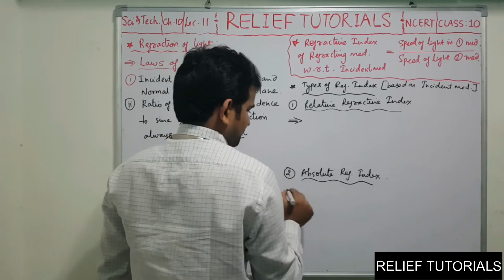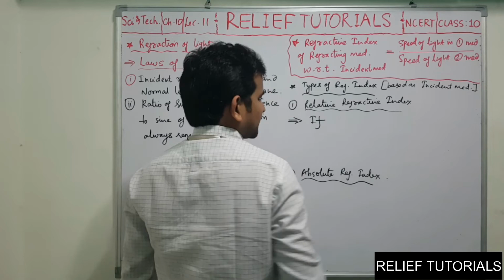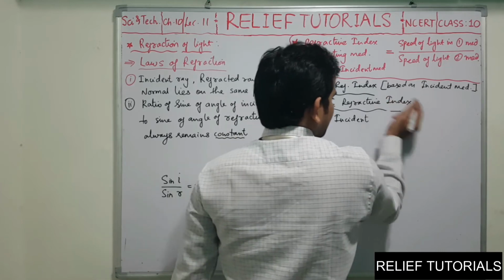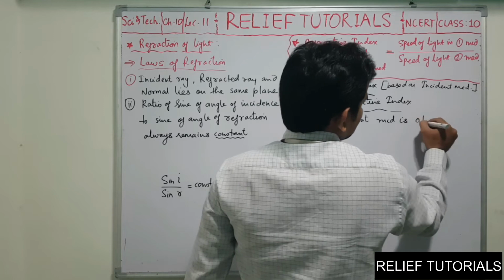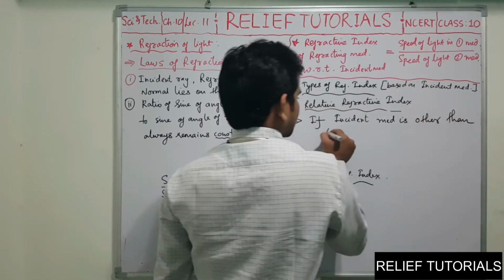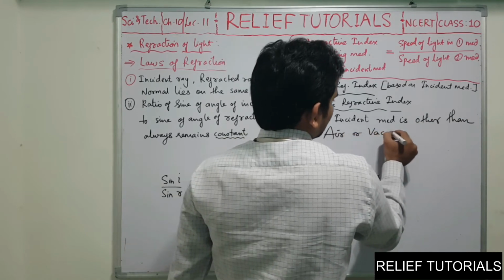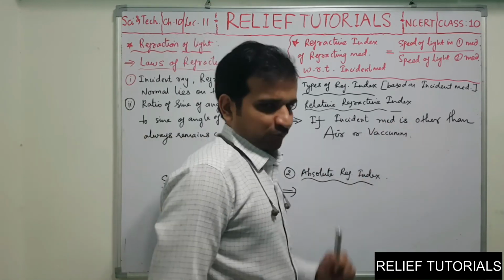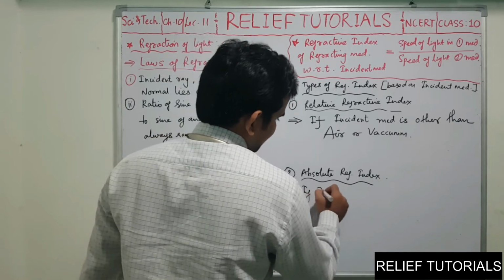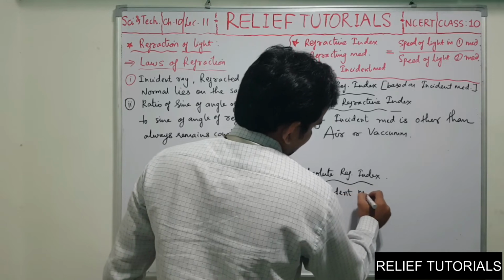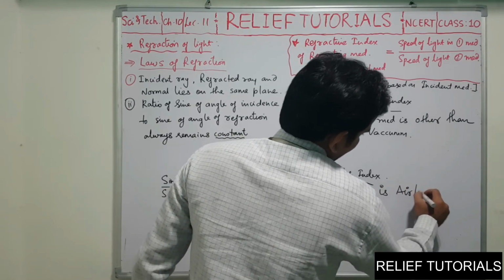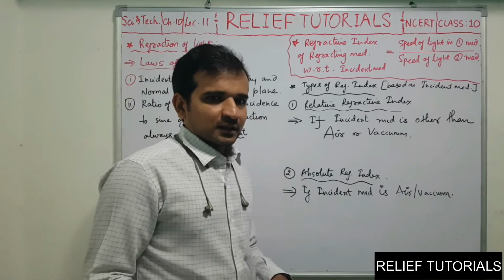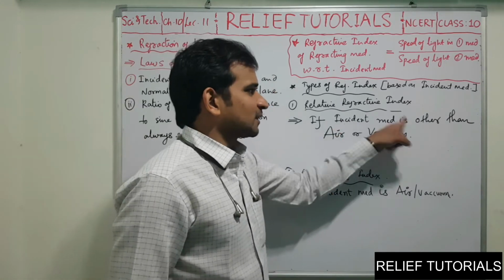The condition for relative refractive index is if the incident medium is other than air or vacuum. And for absolute refractive index, if the incident medium is air or vacuum, no matter what the refracting medium is.